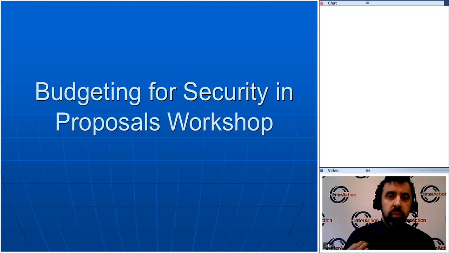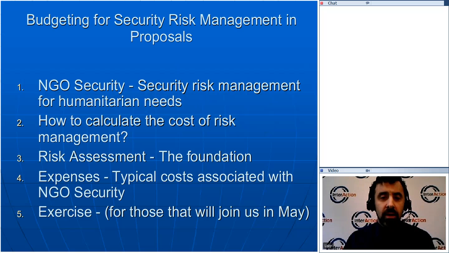We'll be covering 4 key points that we've extracted from a one-day curriculum course that we run here in Interaction. First, we'll be talking briefly about NGO security as it pertains to the humanitarian development community. Then we will look at how to best calculate the cost of security risk management. We'll see how absolutely central risk assessments are in this endeavor, and then discuss some typical costs associated. Finally, if we have time, we will discuss an exercise we designed for those of you that may be able to join us in May.